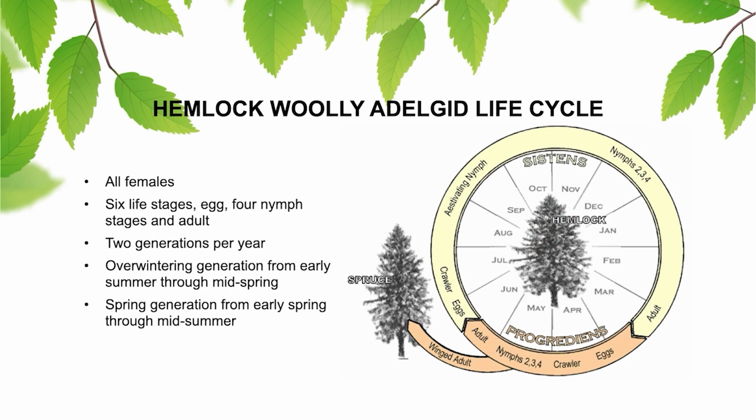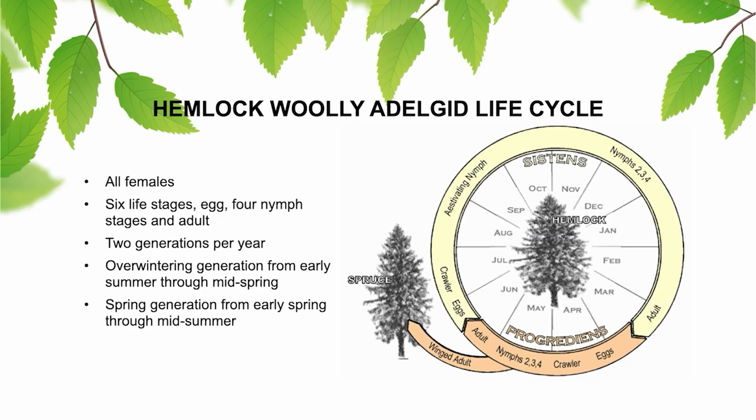Hemlock woolly adelgid life cycle. In North America, hemlock woolly adelgid are nearly all females. Males are winged and can be found on spruce, but their biology is not well understood. Hemlock woolly adelgid have 6 life stages of development, starting with the egg, followed by 4 nymph instars before reaching the adult stage. Hemlock woolly adelgids have 2 generations per year.